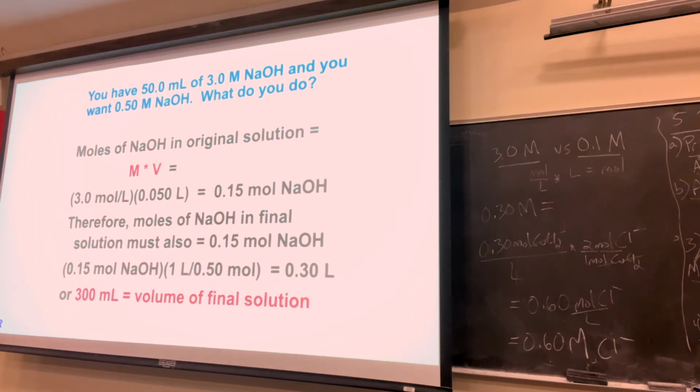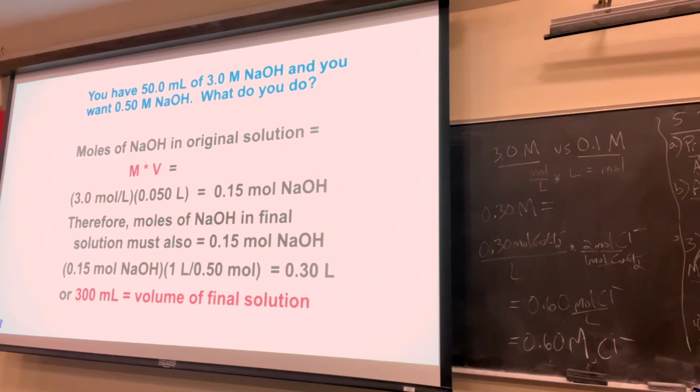So moles divided by moles per liter, or moles times 1 liter over 0.50 moles. Remember, this is nothing more than molarity. 0.50 M means 0.50 moles per liter. I put the moles on the bottom and the liters on the top. The number that pops out, 0.30 liters or 300 milliliters, is going to be the volume of our final solution. Our final solution of 0.50 M is going to have a total volume of 300 milliliters.